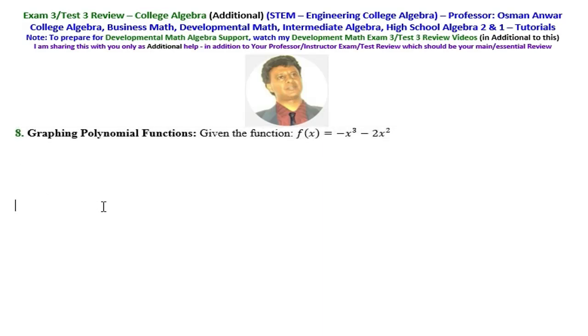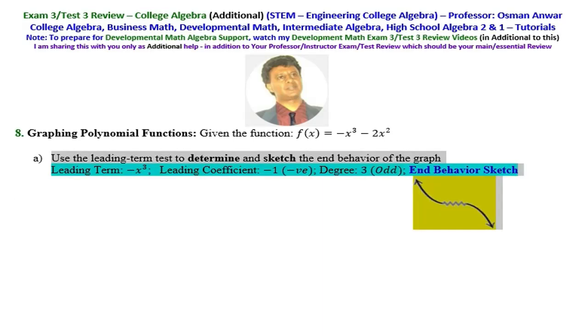Number 8 is graph polynomial function. Given the function f of x equals minus x cubed minus 2x squared. A, use the leading term test to determine and sketch the end behavior of the graph. So the highest degree is 3, so the leading term is minus x to the third. Leading coefficient is minus 1, which is negative. Degree is 3, which is odd. That means the end behavior decreases from left to right.